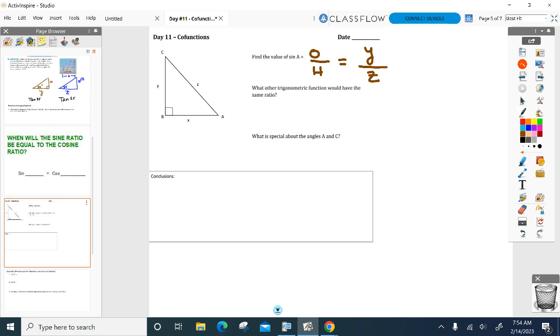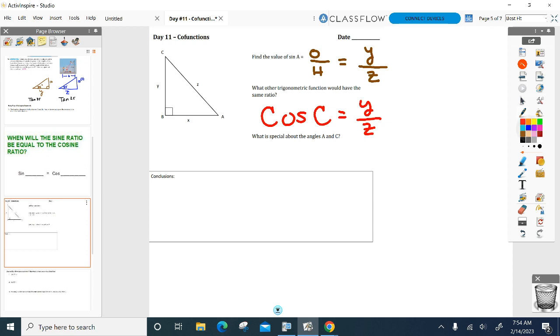Did you find one? Nice. Anybody find one here? Spence? Yep, good. And you did what? Cosine. All right, great job. Spence said, so if you want Y over Z, you could also do cosine of what angle, Spence? C, correct. Everyone see that? Cosine of C is also equal to Y over Z. Good work.